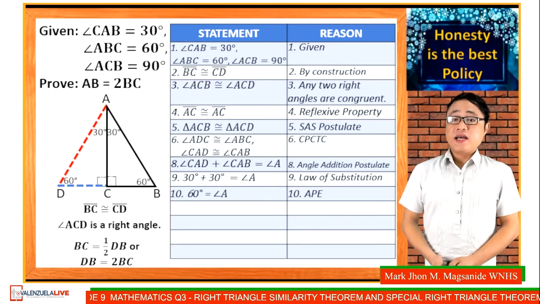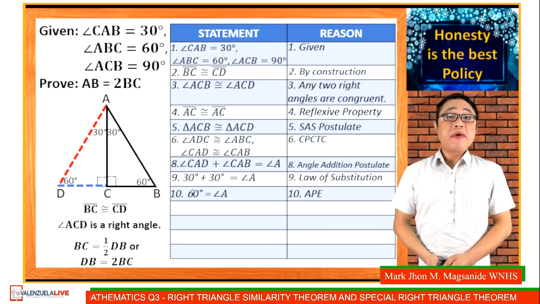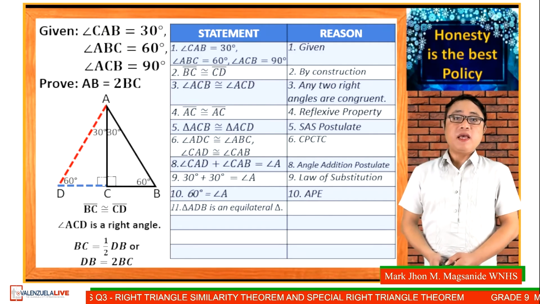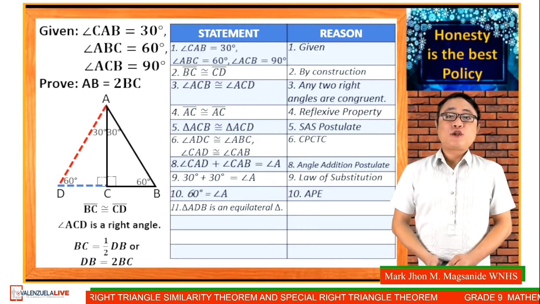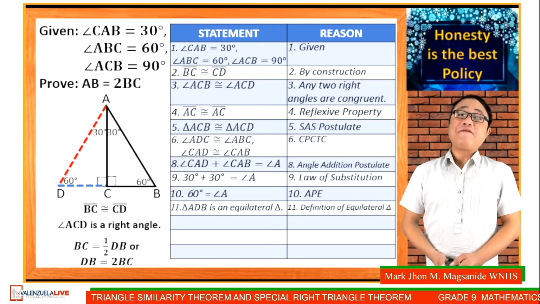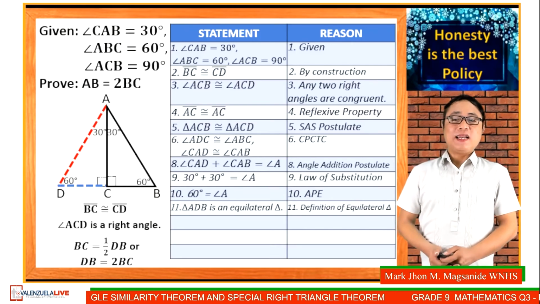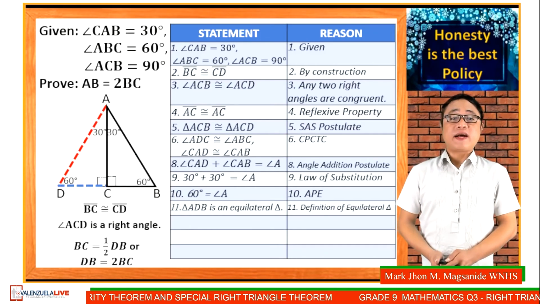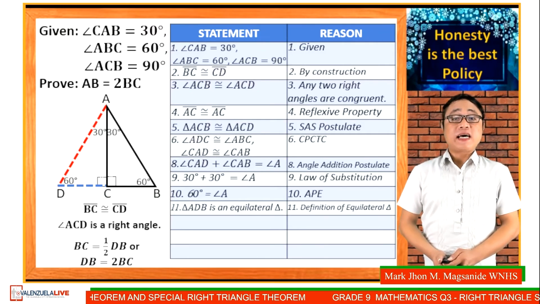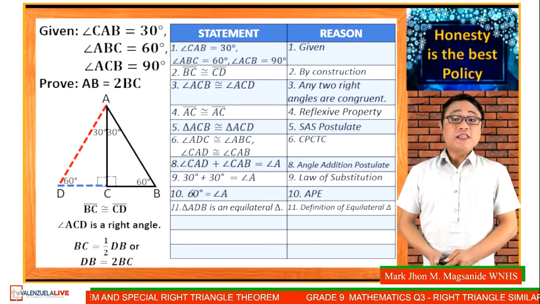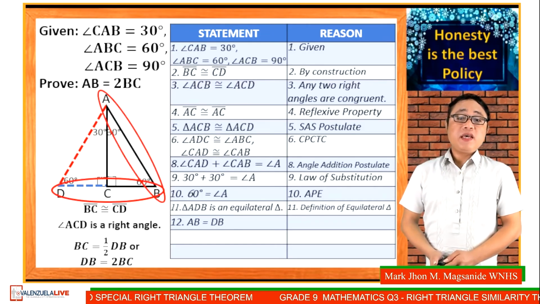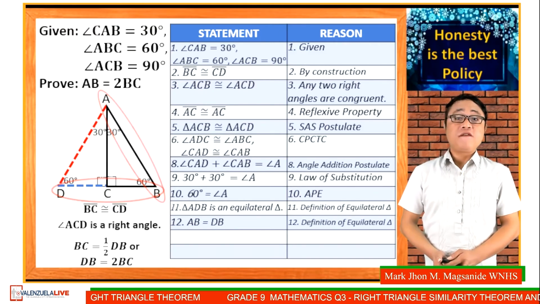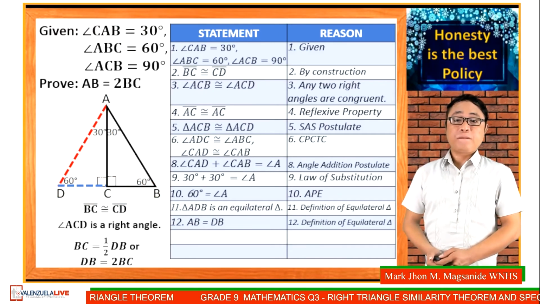Each of the angles of triangle ADB measures 60 degrees. Hence, triangle ADB is an equilateral triangle. The reason is definition, obviously, of equilateral triangle. Since triangle ADB is an equilateral triangle, therefore, all its sides are congruent. Hence, we can state that AB is equal to DB. The reason is definition of equilateral triangle.